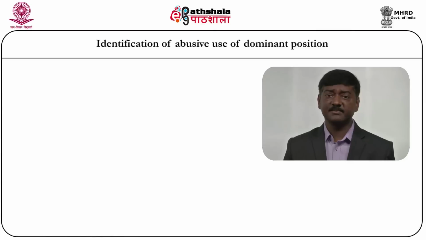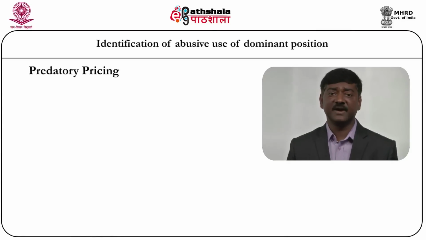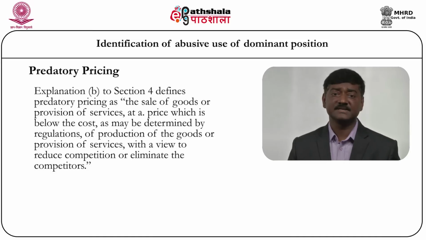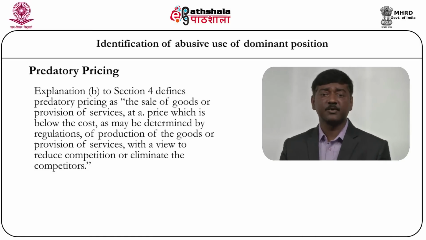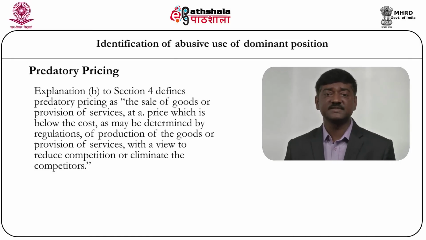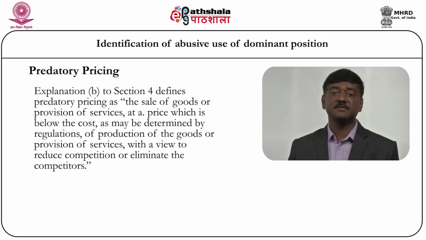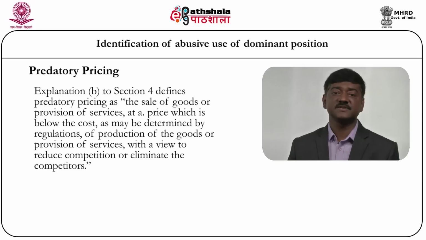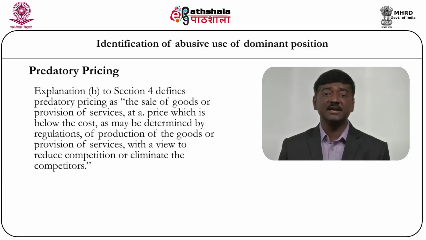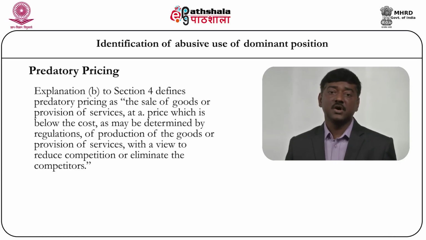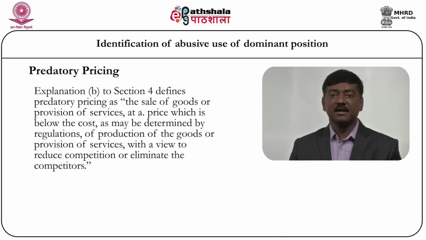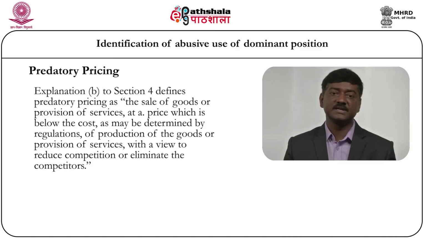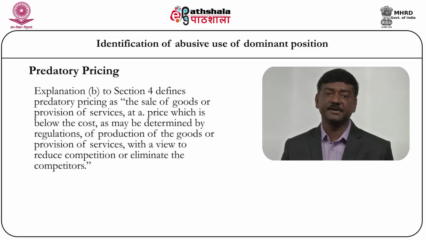Let us see the concept of predatory pricing itself, because it has been defined specifically under the law. Explanation B to section 4 defines predatory pricing as the sale of goods or provision of services at a price which is below the cost, as may be determined by regulations, of production of goods or provision of services, with a view to reduce competition or eliminate the competitors. So, here the intention is important, and the cost factor is also important. These are the two aspects which need to be considered when you determine predatory pricing.